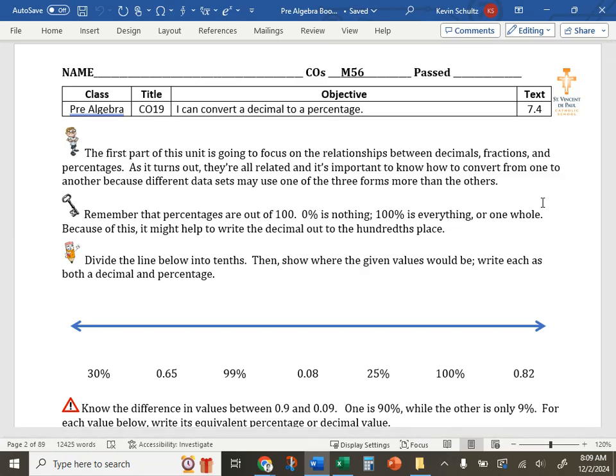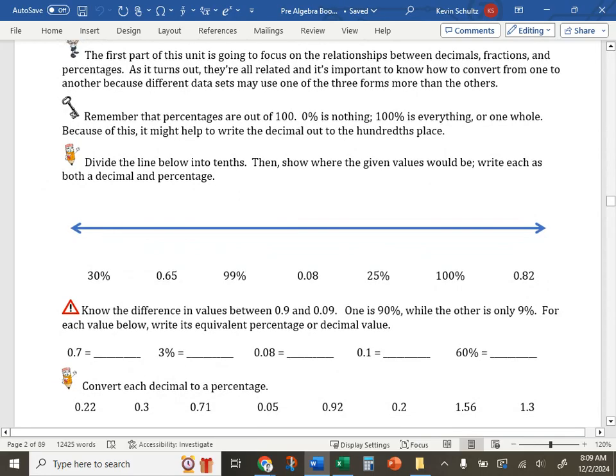Your binders should be open to CO19. Liv, binder open to CO19. Okay. I was already there. Let's go. Try two has begun.